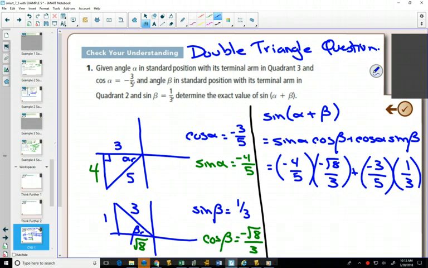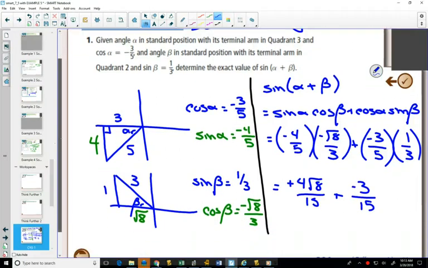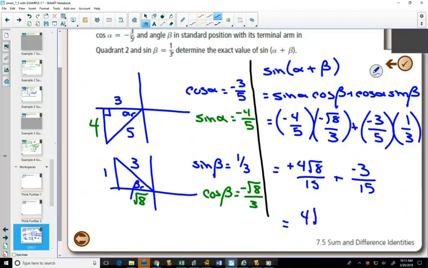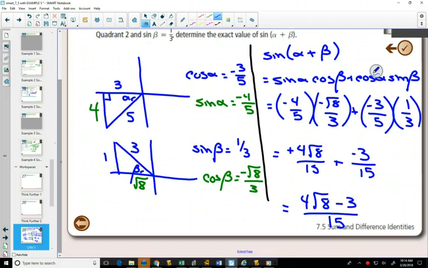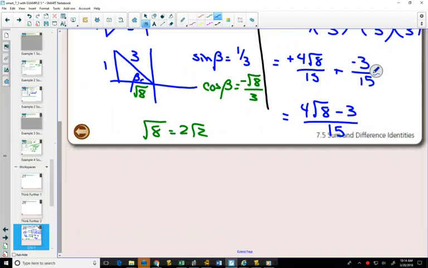So now when I'm multiplying this out, I'm going to get, well, this will be positive 4 root 8 over 15 plus negative 3 over 15. I have a common denominator, so we do need to write our final answer as a single fraction. 4 root 8 minus 3 all over 15. Now you could simplify this, because the square root of 8 is equal to 2 root 2. You could simplify this. 2 root 2 times 4 will be 8 root 2. 8 root 2 minus 3 all over 15.